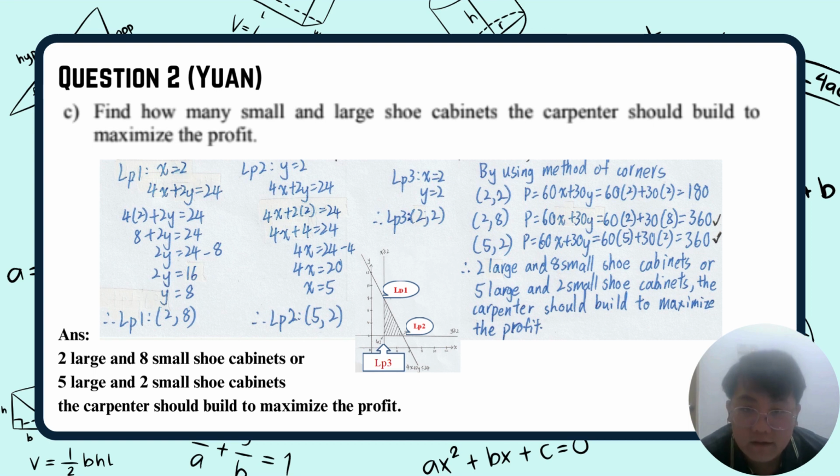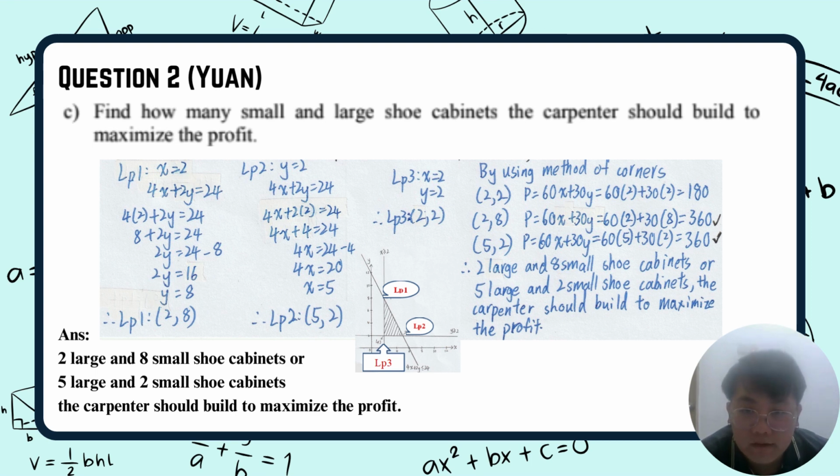As we know, x equals 2 and 4x plus 2y equals 24 for the intersect of LP1. So we put x equals 2 into the function 4x plus 2y equals 24. We know that 4 multiplied by 2 plus 2y equals 24, and then we calculate and get y equals 8. So LP1 is 2 as the x and 8 as the y.